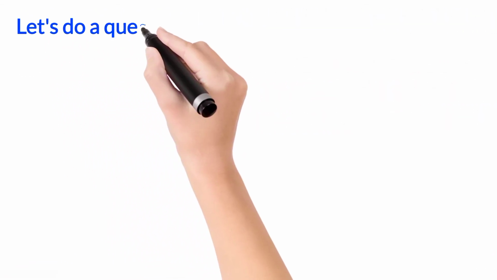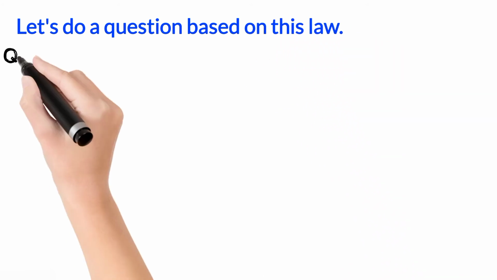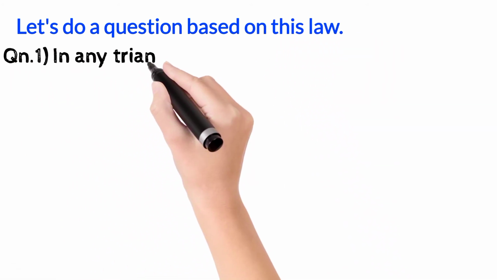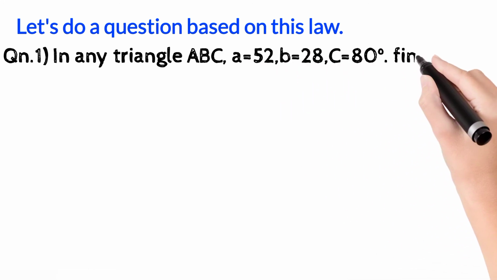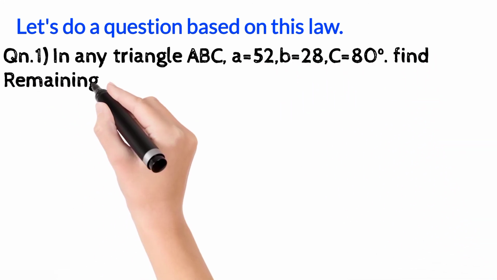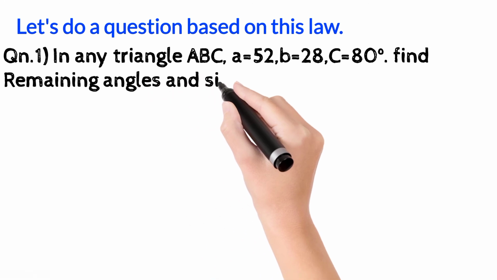Let's do a question based on this law. Question number 1. In any triangle ABC, A equals 52, B equals 28, C equals 80 degrees. Find the remaining angles and side. Solution. Using the tangent law.